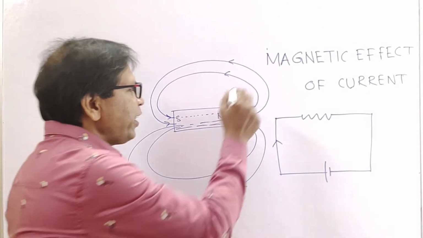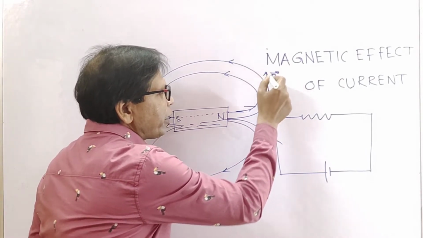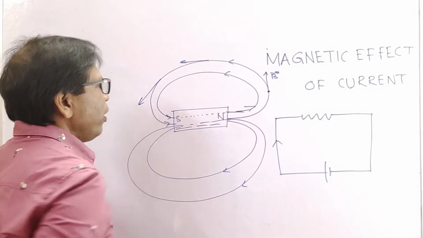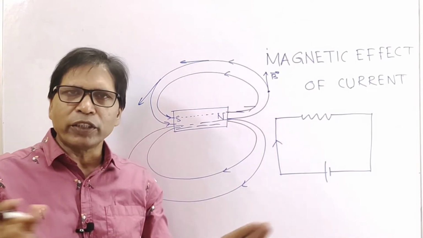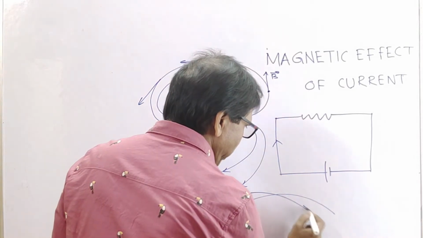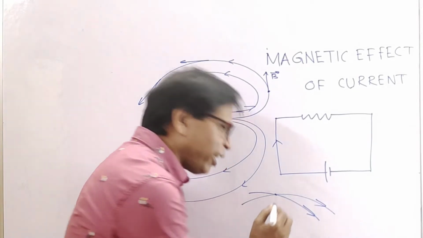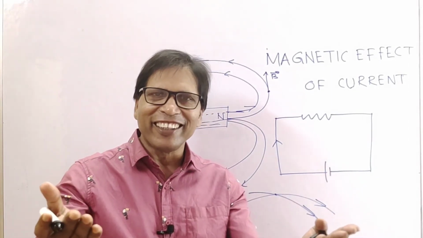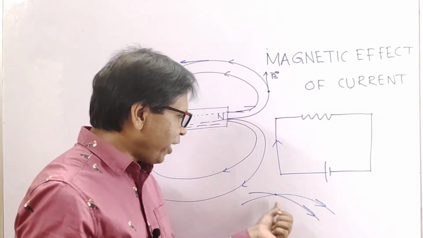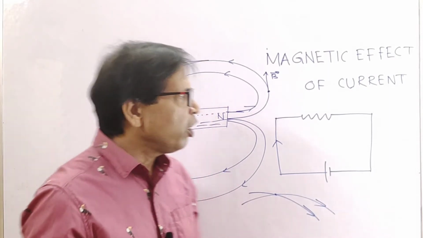Okay? The tangent at any point of these field lines represents the direction of magnetic field. The two magnetic lines of force never intersect each other. If they intersect, suppose these are two magnetic lines of force, at the point of intersection two tangents can be drawn, which represent two directions of a magnetic field at a given point. This is impossible. Okay? Look at this.